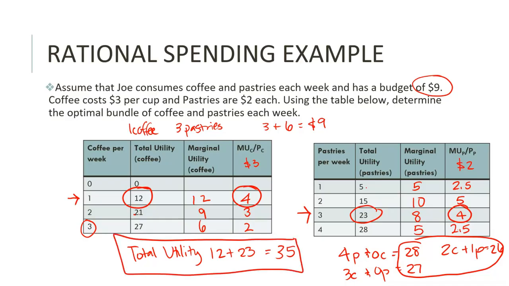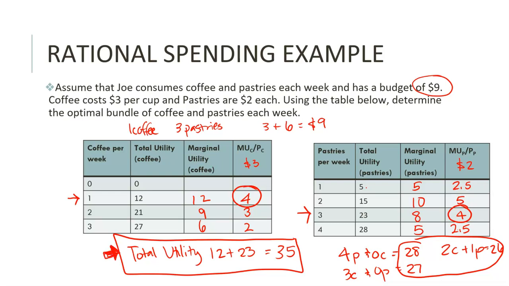Okay. So if you're not sure how I did that, what I did is I said if he's buying 4 pastries, total utility is 28, or 2 coffees and 1 pastry. 2 coffees give him 21 and 1 pastry gives him 5. So it's adding the total utility for those different combinations. And so we used that marginal utility per dollar rule to locate this affordable combination a lot easier.